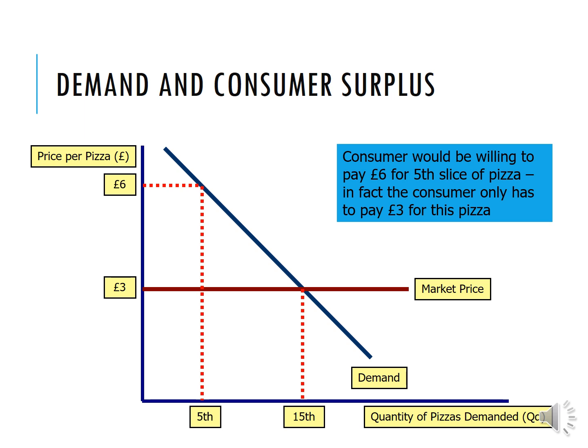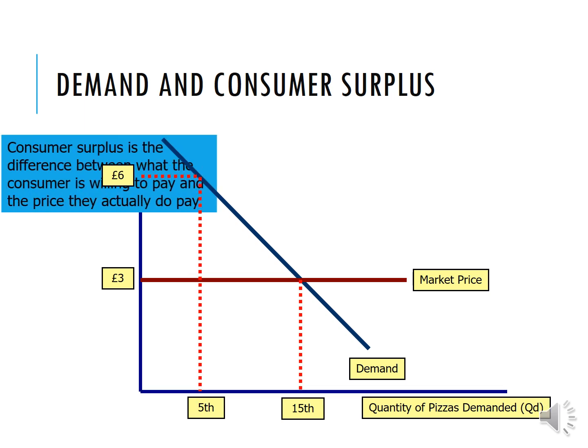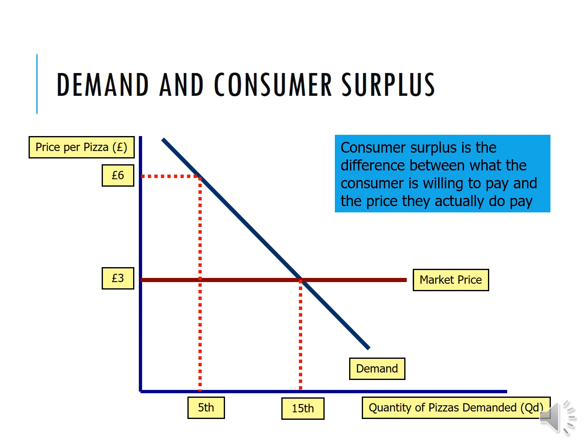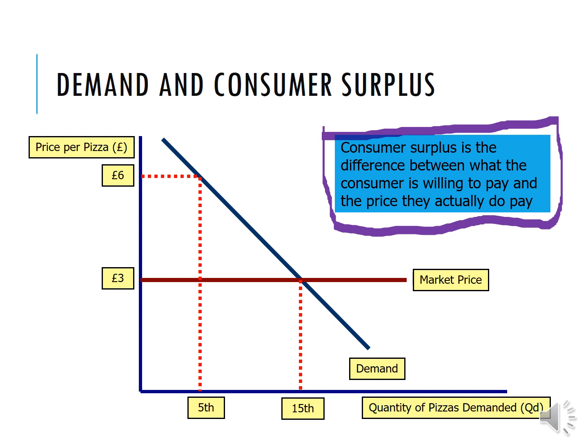Now, the fact I'm willing to pay £6, but I only have to pay £3 means that there is a difference here. There is a difference between the price I'm willing to pay and the actual market price that I do pay. And this is really my consumer surplus. For that fifth slice of pizza, I have a surplus of value over price of £3. So the consumer surplus is the difference between what the consumer is willing to pay and the price they actually do pay. So this is an important definition. Let's make sure we've got this down in our notes, and then we can have a look at this example.